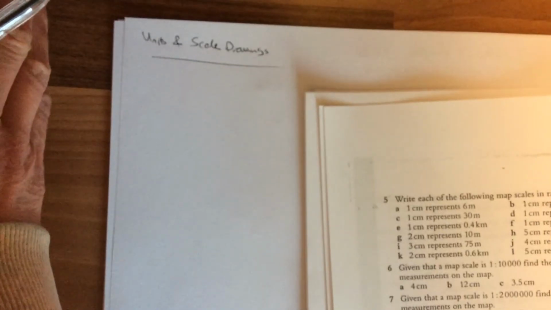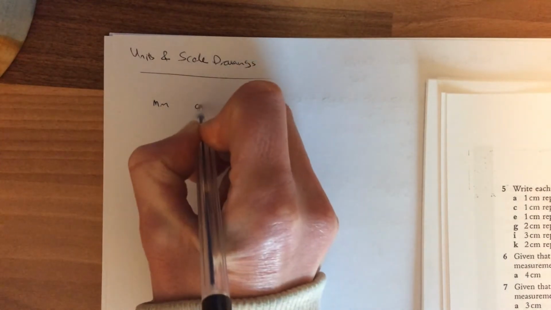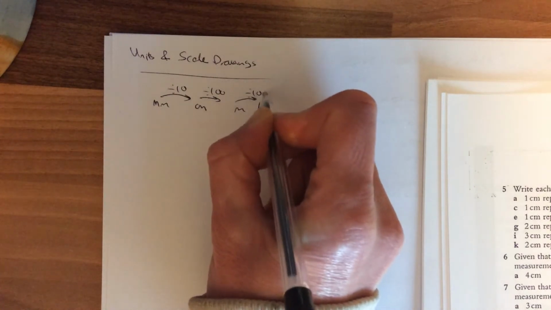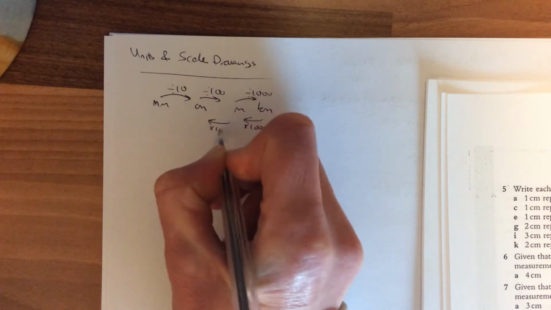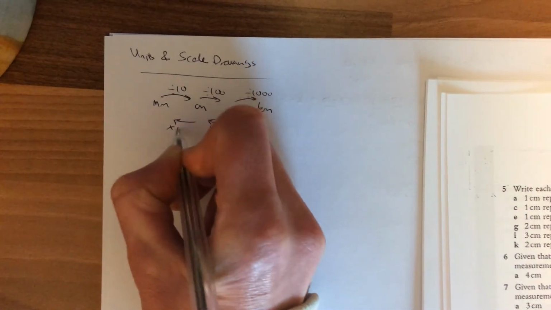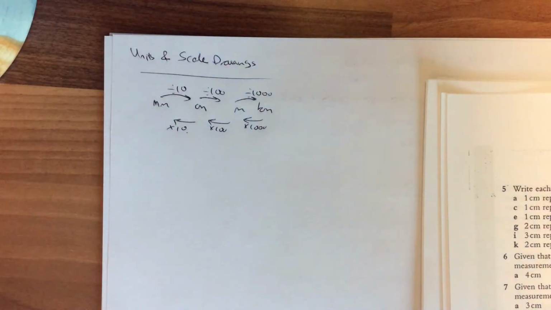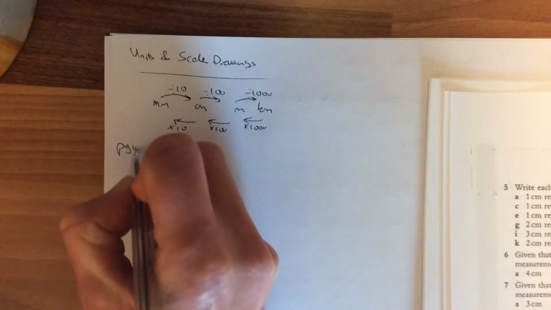Okay, going to have a look at units and scale drawings. This is pretty straightforward. Just for your notes, all I want you to do is take down millimetres to centimetres to metres to kilometres. As you go up, you divide by 10, divide by 100, divide by 1,000, and as you go back, you times. So that's pretty much it for your notebook, because the practice we're going to get on page 101 is enough.